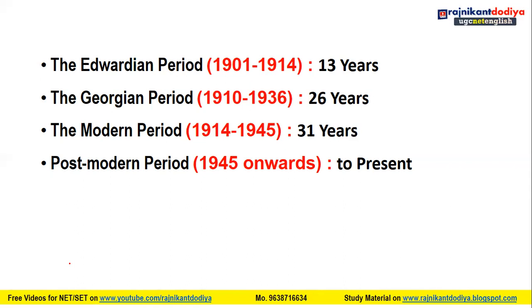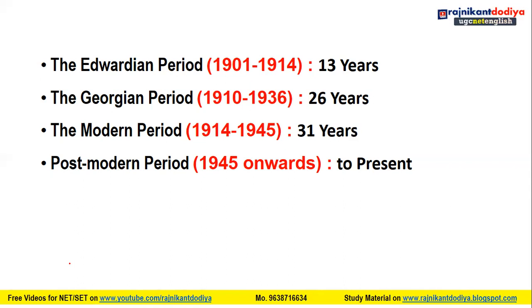Then the novel form was also developed in this age. Novel writing flourished in this particular period, the modern age. Major novelists included in this age are D.H. Lawrence, Joseph Conrad, Virginia Woolf, Forster, Huxley, Dorothy Richardson. So these are the popular novelists who emerged during the modern period, and their novels are also very popular even today.